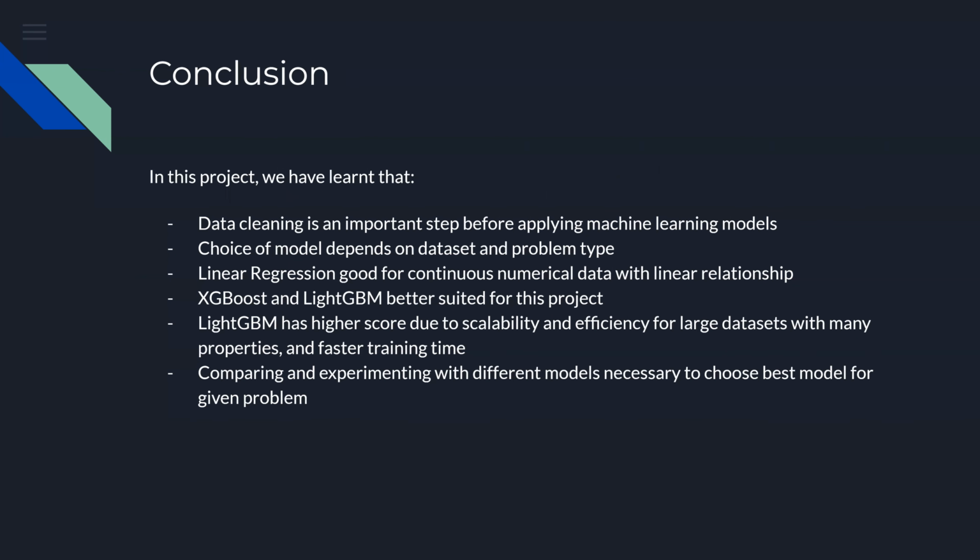Linear regression is a good choice for continuous numerical data, and it gives the linear relationship between the dependent and independent variables. Although XGBoost and LightGBM are better suited for this project, LightGBM has a higher score as it's designed to be highly scalable and efficient when used for larger datasets with many properties, with faster training time. Lastly, comparing different models and experimenting with them is necessary to choose the best model for the given problem.